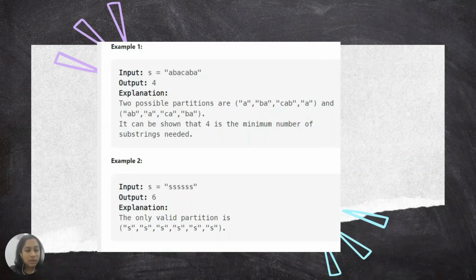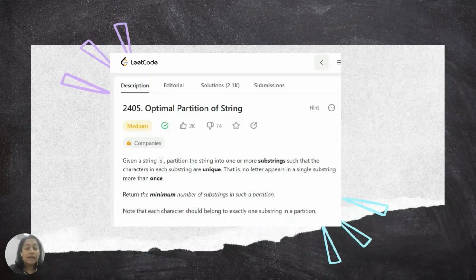And another possible partition is AB, A, CA, BA. That is, no letter appears in a single substring more than once. Return the minimum number of substrings in such a partition. Note that each character should belong to exactly one substring in a partition.